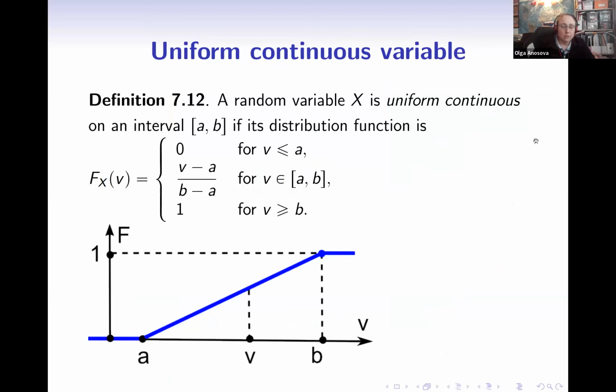Now that's how the uniform continuous variable was introduced. A random variable is called uniform continuous on some interval from A to B if it can be defined by this cumulative distribution function, which is given by this formula and shown as the blue line in the picture. So it's 0 at minus infinity, 1 at plus infinity, and then in the middle between A and B, it just changes continuously between 0 and 1. And the formula is written here.